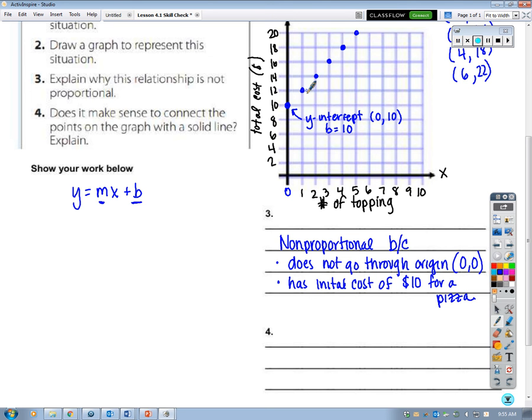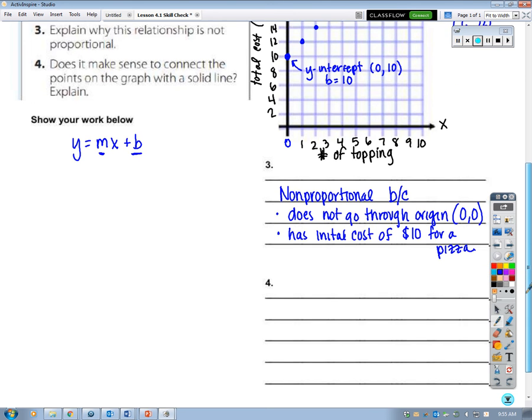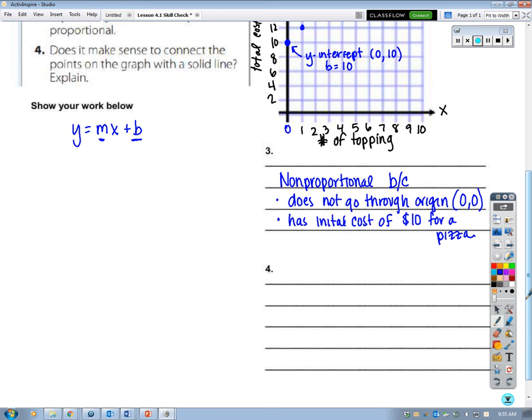Okay. So I'm just going to go ahead and answer this. Does not make sense because... Yeah. Unless they cut the pizza and then you got half on the side. Okay. Well, we're going to say in general you can't buy part of a topping.